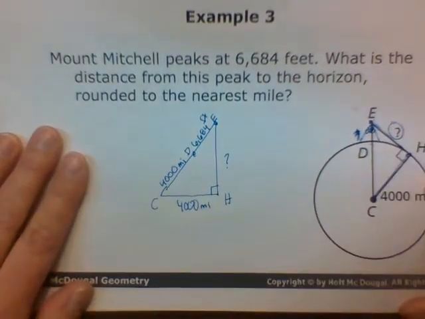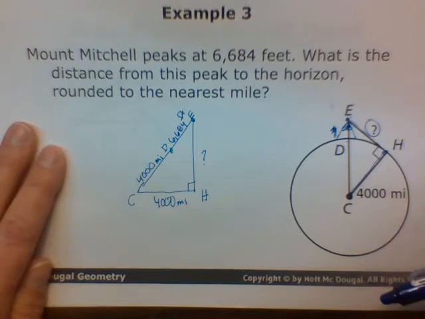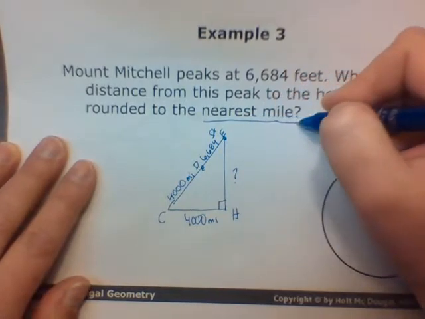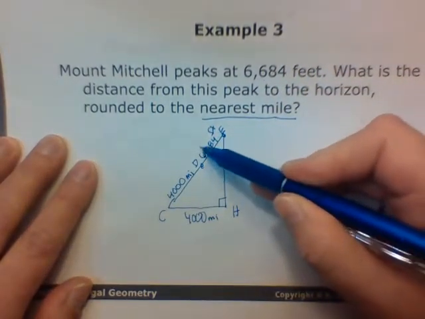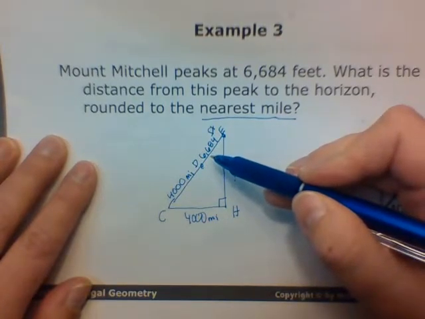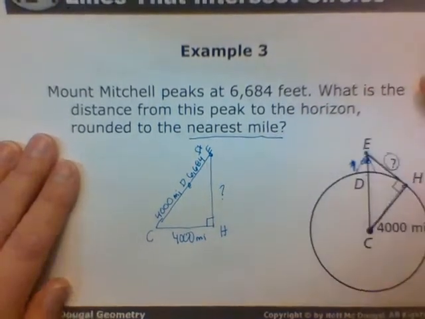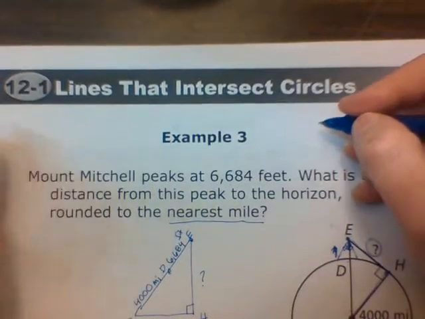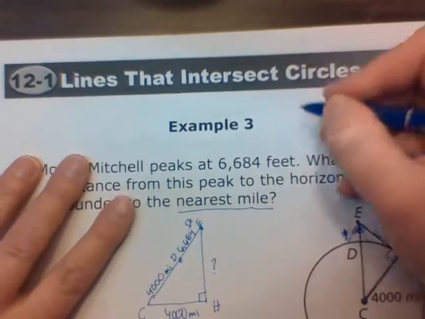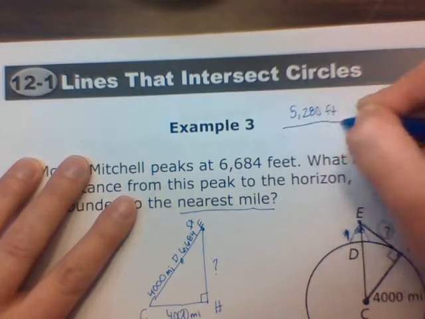And so eventually we can just use the Pythagorean theorem, which I mentioned earlier, but we do need to convert everything into the same unit. It does say to find the answer to the nearest mile, so it might be nice to convert 6,684 feet into, anyway, lots of words there, into miles. So if we do that, remember, you can convert depending on what's happening, but proportions are the best. So it turns out that there are 5,280 feet in every mile.